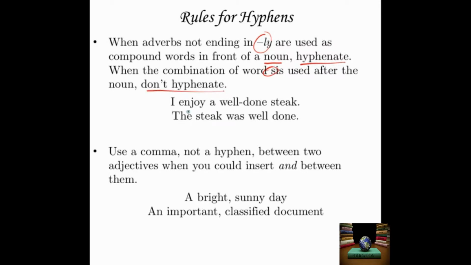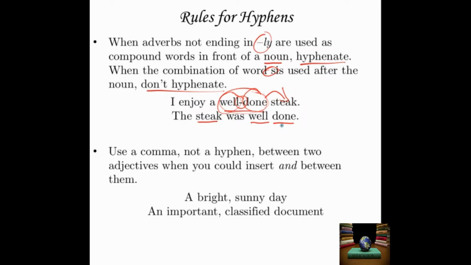So, for example, I enjoy a well-done steak. Well done becomes an adverb-adjective combination modifying steak. Well is the adverb, done is the adjective, and because they're both modifying steak, you hyphenate it, because otherwise, if it's a well done steak with a space, then what's a done steak? Nobody knows what a done steak is because it's not a phrase in English. It makes no sense. So you hyphenate it, a well-done steak. But when it's after the verb, the steak was well done, you don't need the hyphens there because nobody's going to get confused about a done steak.